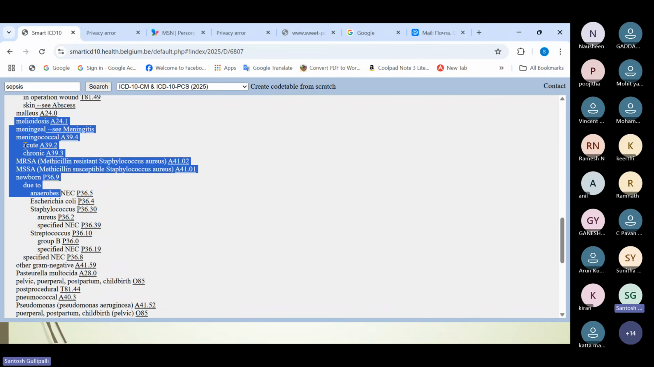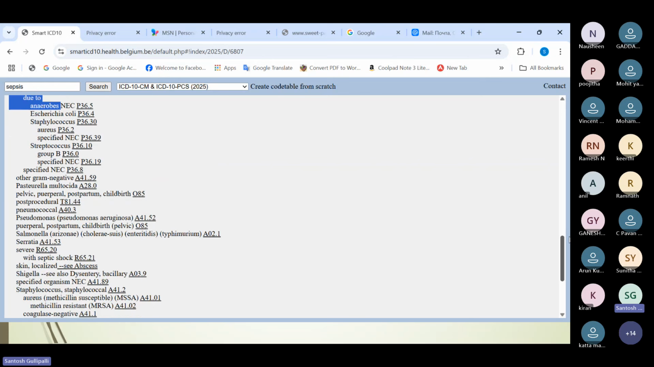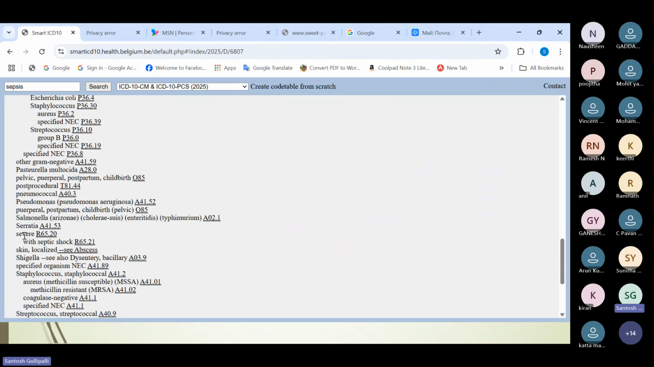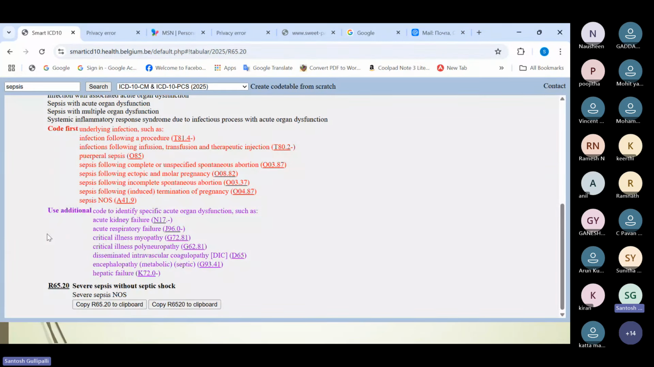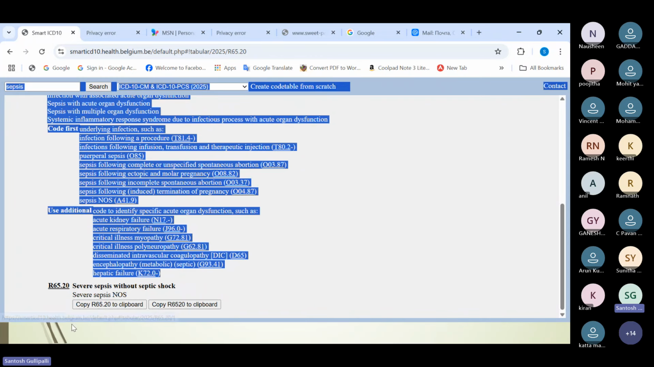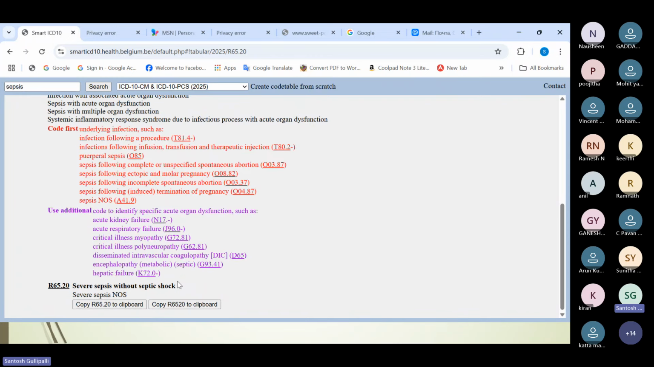So this is severe sepsis. Severe sepsis, that is the S series. Next, in the S series, severe sepsis, the code is R65.20. Please click R65.20. In R65.20, the code description is severe sepsis without septic shock.